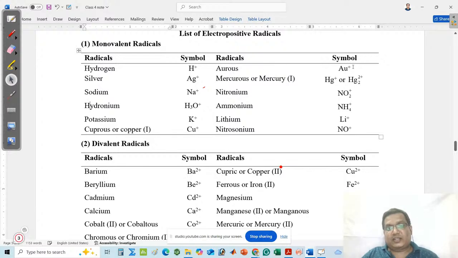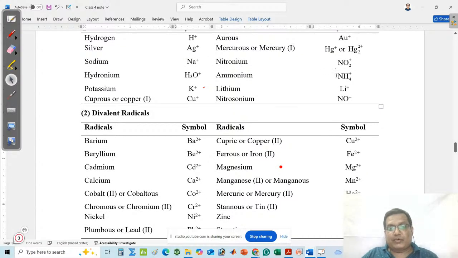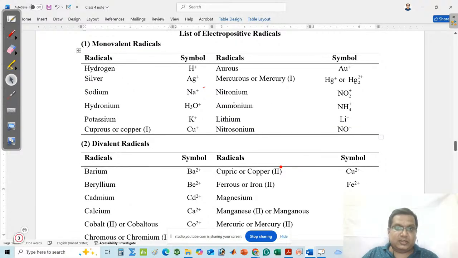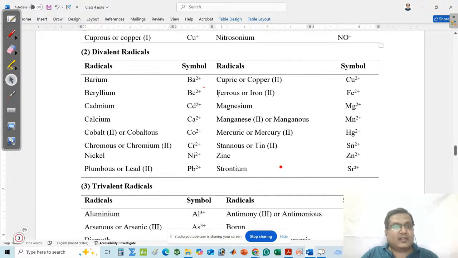Similarly, auros means Au plus, nitronium NO2 plus, ammonium NH4 plus, lithium Li plus, nitrosonium NO plus. So try to remember the names of these radicals. Next, move to the divalent radicals.